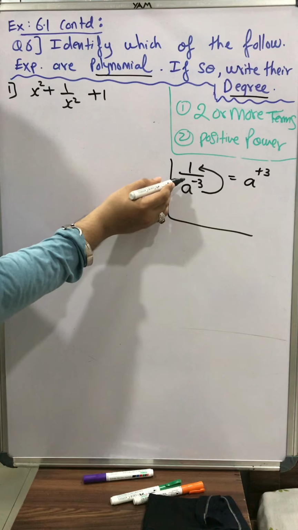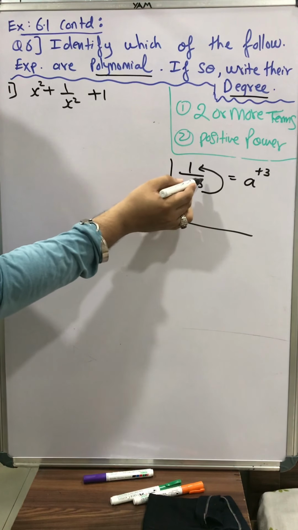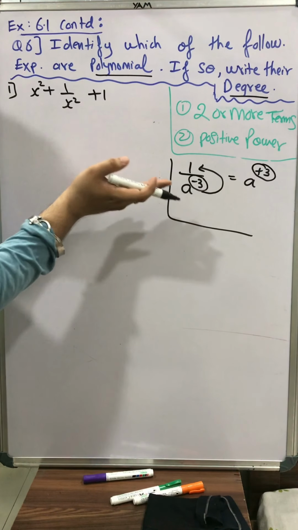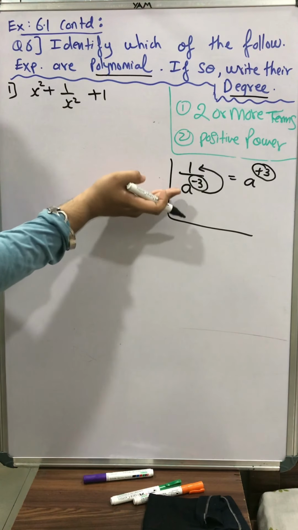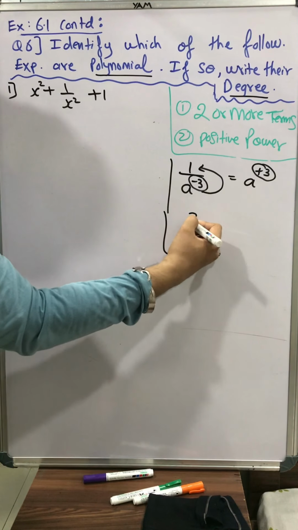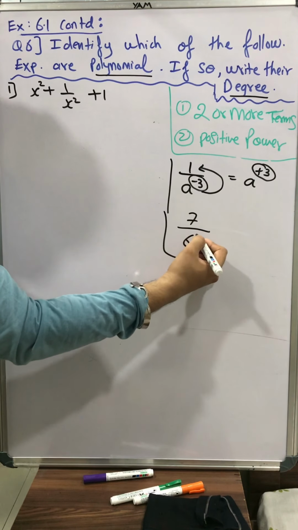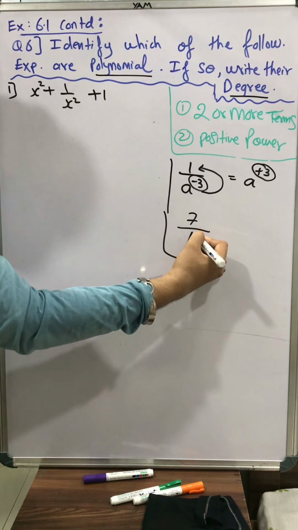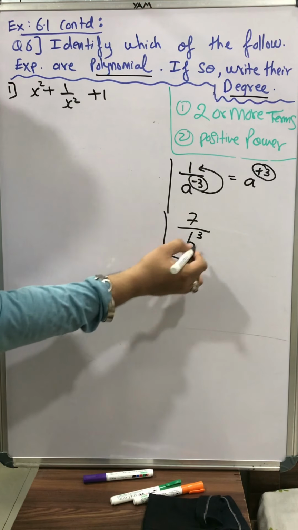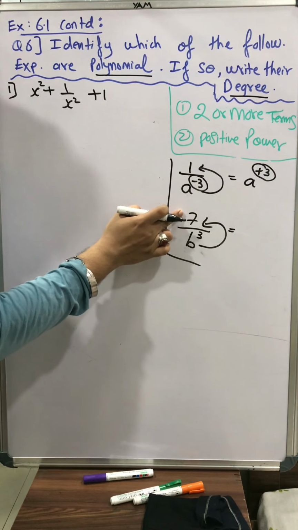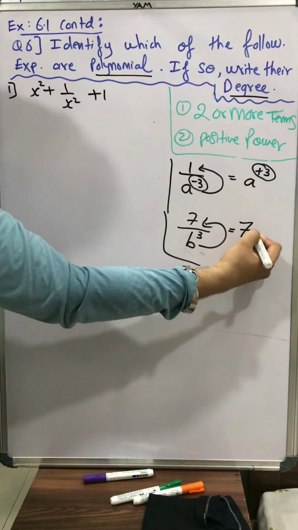A raised to minus 3. This minus 3 got converted into plus 3 because we had done a change in state from denominator to numerator. Let's see another example. I have 7 upon b raised to 3. Now if somebody tells me to bring this b in the numerator, we already have a 7 in the numerator, 7 will remain 7.